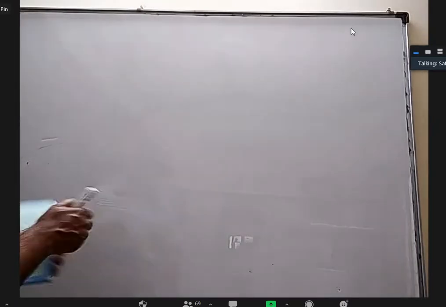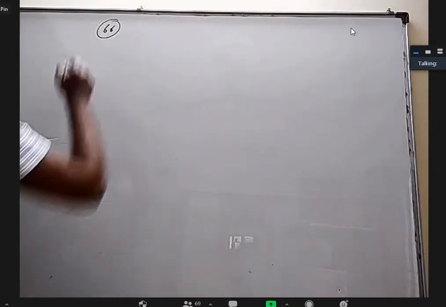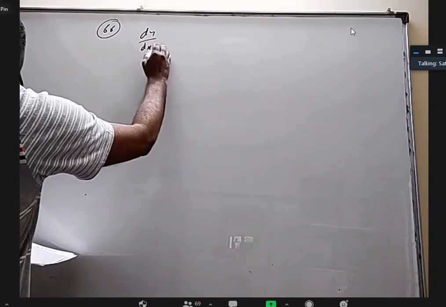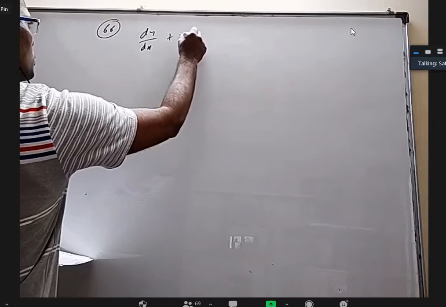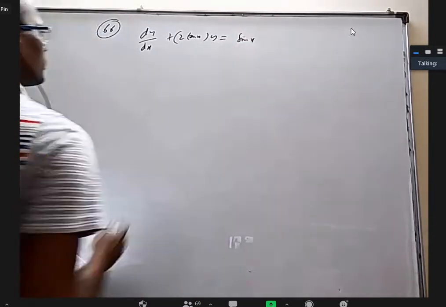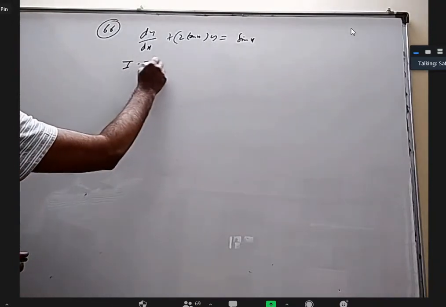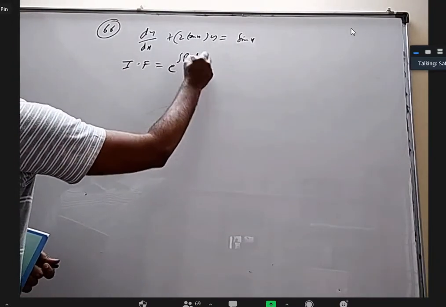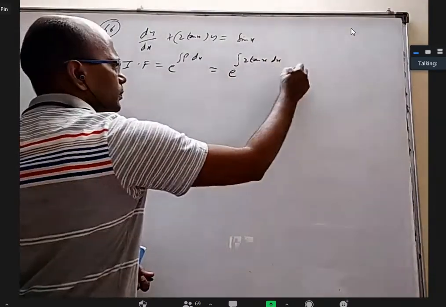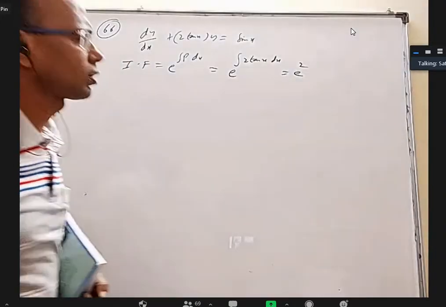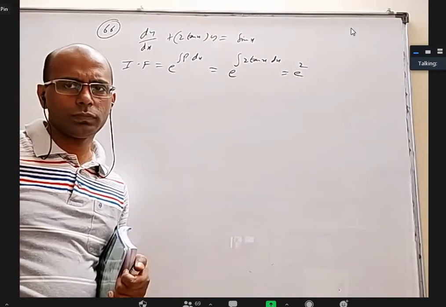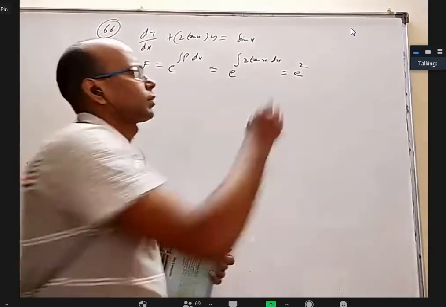Okay, 66. dy by dx plus 2 tan x into y is equal to sin x. So the integration factor is e power integral p dx. This is p, this is q. E power integral 2 tan x dx. Tan x integral is log. What is tan x integral? Anybody? Log mod secant x.